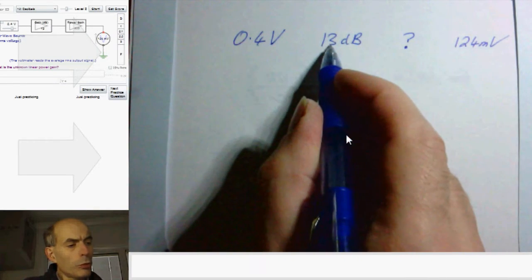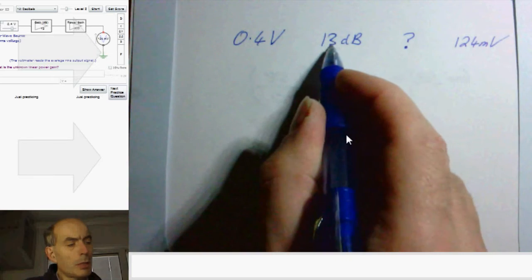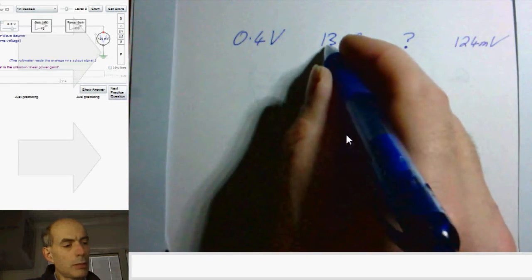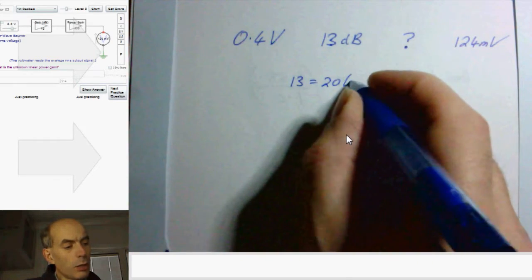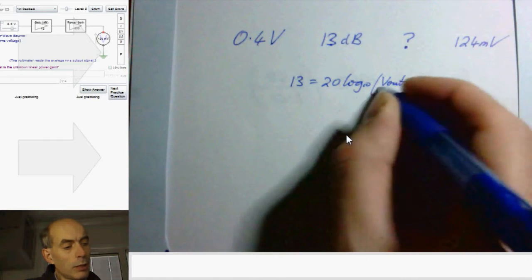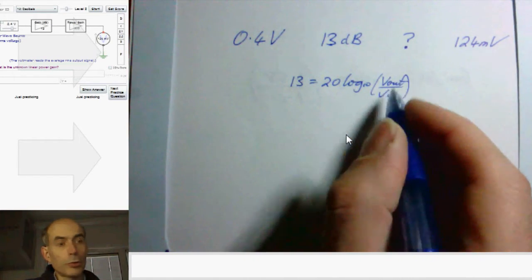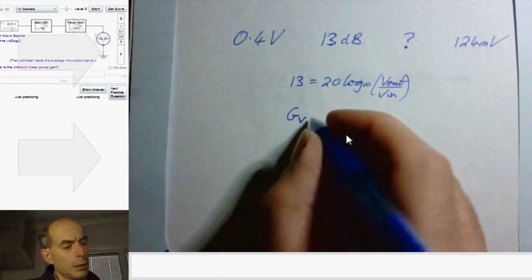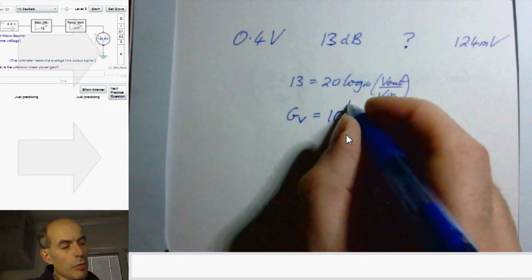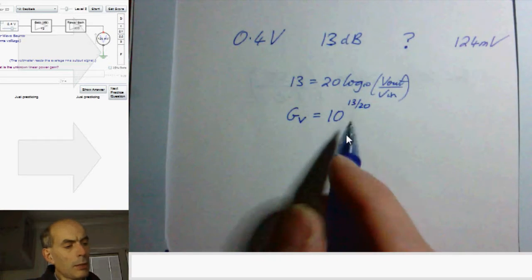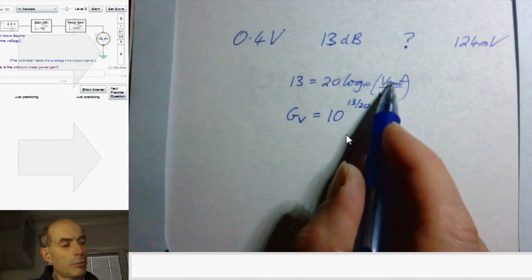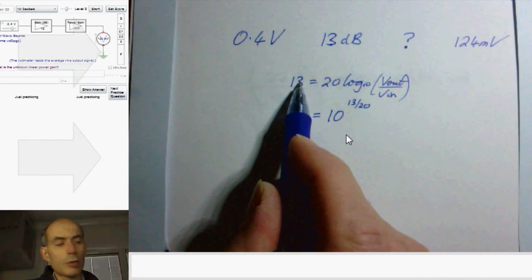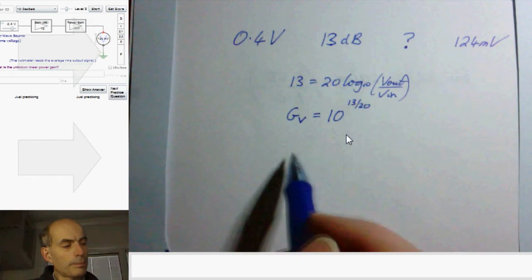0.4 volts, if it goes through a gain of 13 dBs, then in voltage terms, well, the formula for gain in dB would be 13 equals 20 log 10 V out over V in, and V out over V in is the voltage gain. So here we would have a voltage gain, I'll write that as GV, equals 10 to the power of 13 over 20. And I get that just from noting that GV is V out over V in by definition, and then taking this equation, dividing both sides by 20, and then taking 10 to the power of both sides.